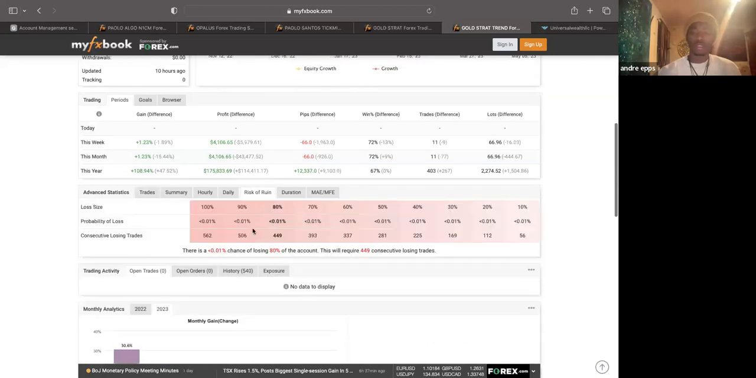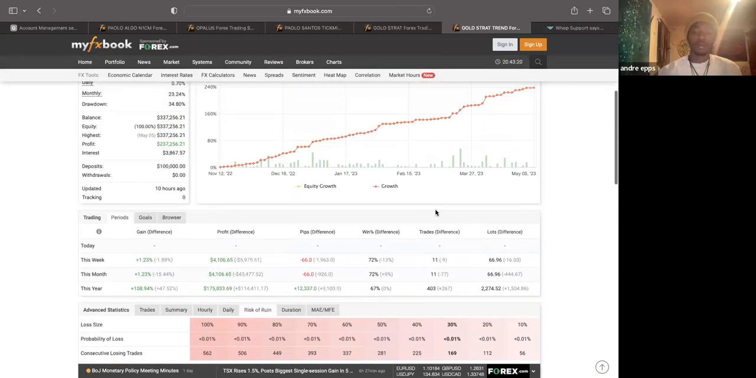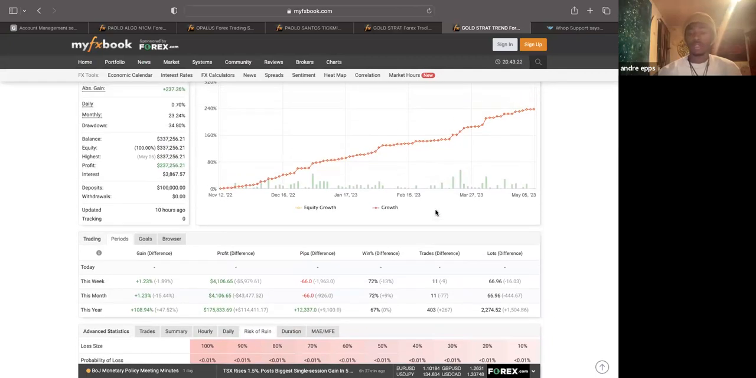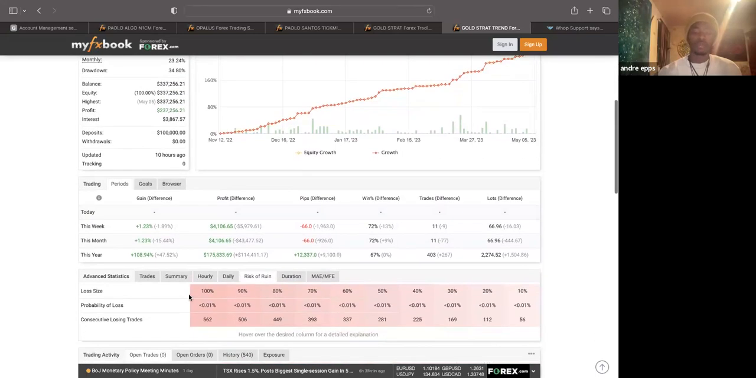Okay, so the risk of ruin is a lot of the same. We still have that it's less than 0.01% chance of losing 100% of your account, and it's less than 0.01% chance of losing 10% of your account. So over an extended period of time, we were literally able to see, one, not only it get compounded because you cannot withdraw money from a demo account, but two, there's literally no chance of you losing 100% or 10% of your account, which is beautiful for us.